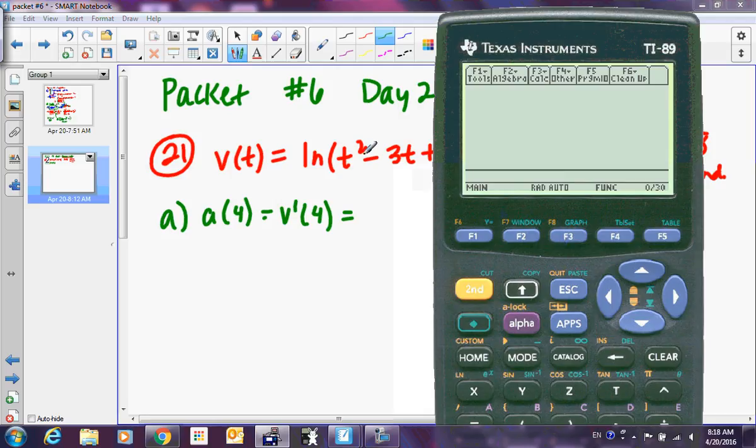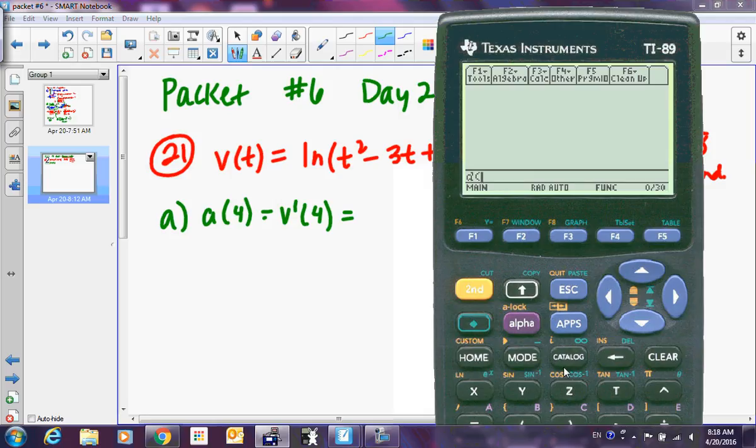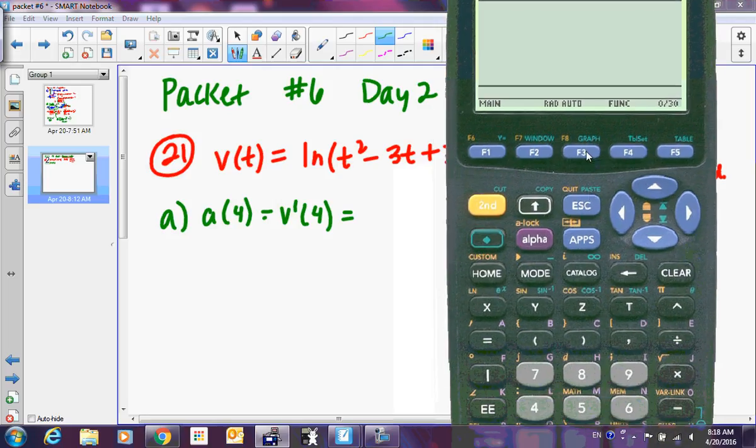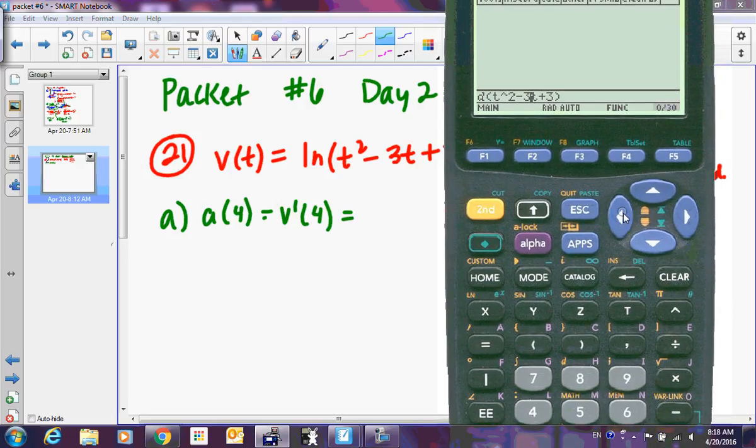So we want to differentiate that, and if we just wanted to differentiate it without plugging in for it, we'd go differentiate, and you can use t here if you want. You could use x. Oops, I just cleared that. Here we go. Okay, you're going to close the parentheses, and I didn't do the natural log this time, so make sure you do that at the beginning. Natural log, and then close the parentheses behind the natural log, and then do comma t, close parentheses.